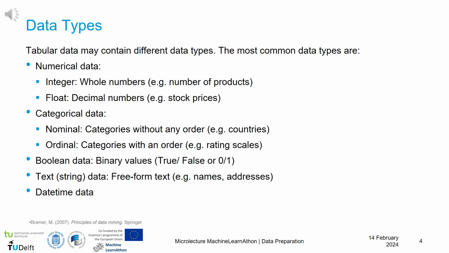Data can be either numerical, so an integer or a float. There can also be categorical data. For example, on the slide before we saw different countries. That would be a nominal data type. It can also be ordinal, so that you can have any kind of ranking or order. Then there are Boolean data, so they are binary and can only be one of two values, for example, either true or false, or 0 or 1. Then you have text data, and you can also have datetime data. There are also other data types, but these are the most commonly used ones.